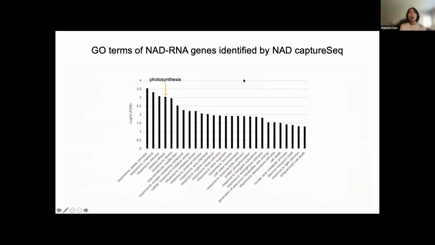And I wanted to mention that the original NAD capture-seq also gave us a lot of response genes. However, we also got photosynthesis as one of the GO categories. And we think that this is likely due to M7G RNA contamination. So these photosynthetic genes are very highly expressed. And we think that the M7G RNAs were perhaps contaminating the NAD-seq. And in the new technology, we do not see photosynthetic genes as NAD RNA producing genes.